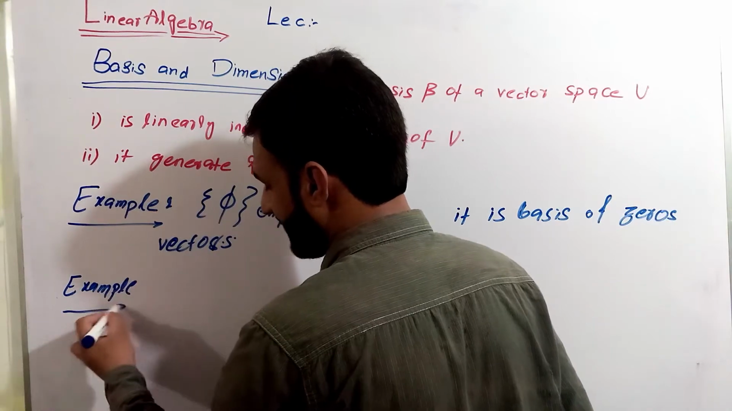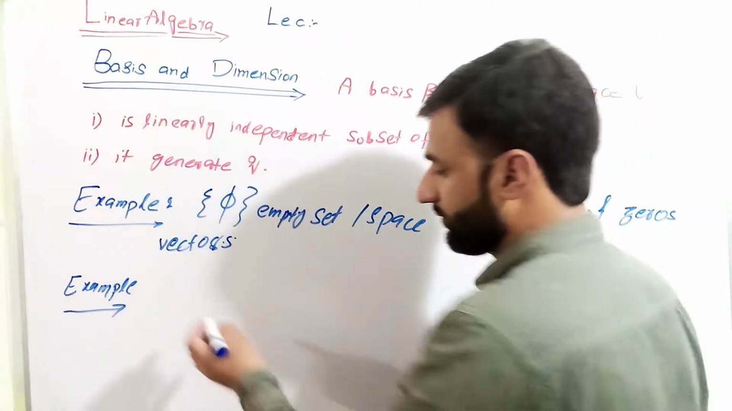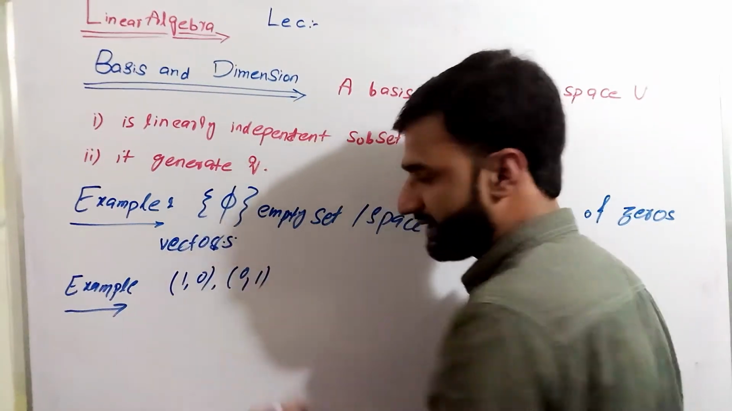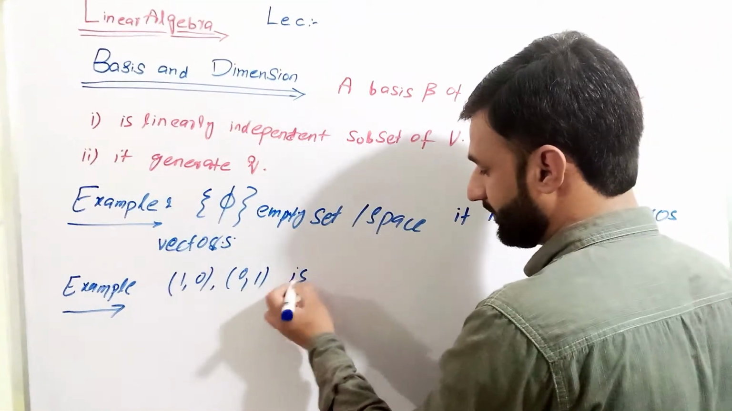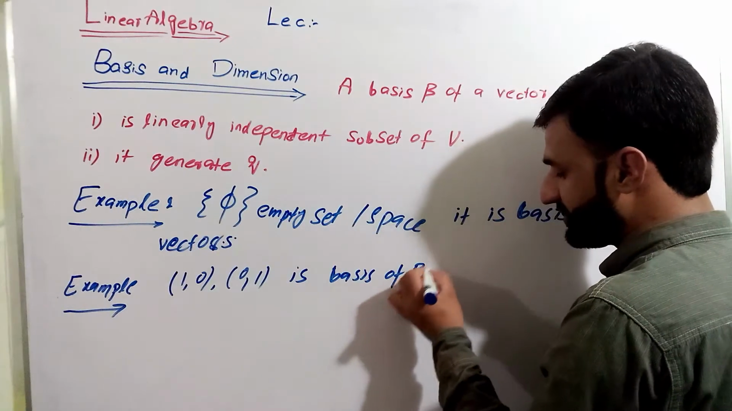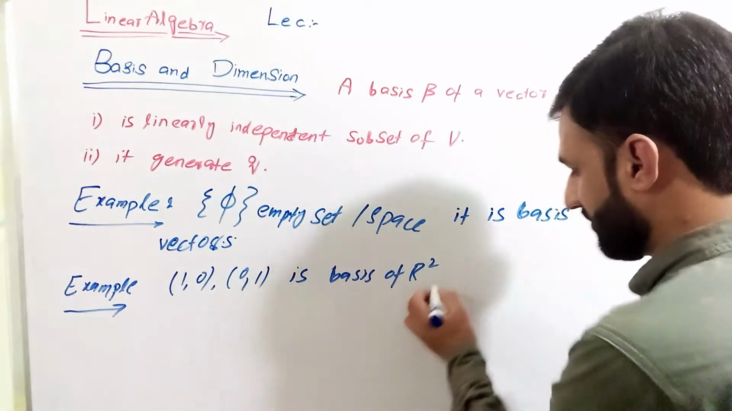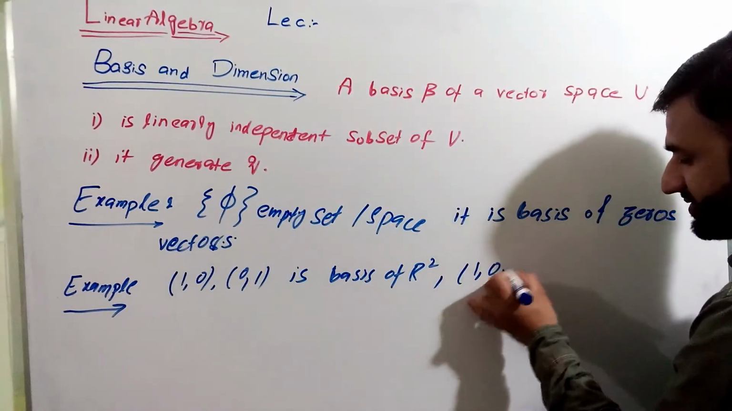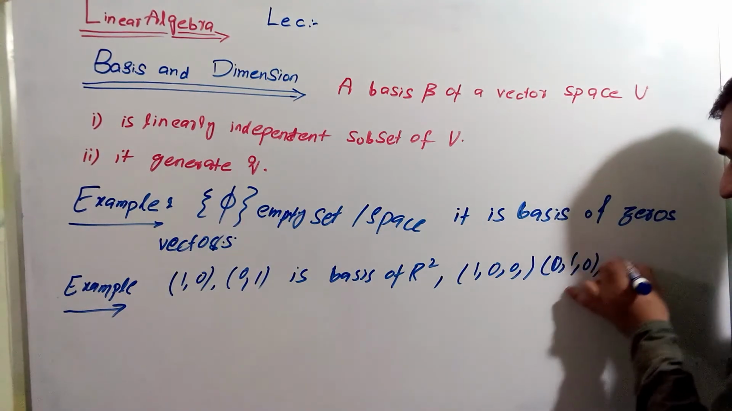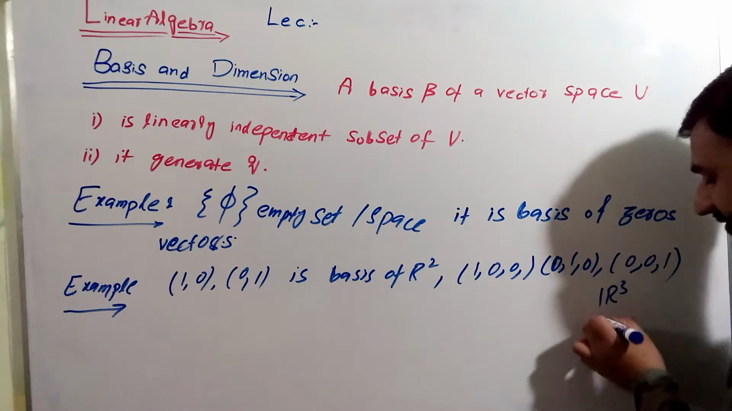Example 2: the standard basis of R2. The basis is (1, 0) and (0, 1), and it is the basis of R2. Similarly, when you are talking about the basis of R3, you can choose (1, 0, 0), (0, 1, 0), and (0, 0, 1), and it is the standard basis of R3.